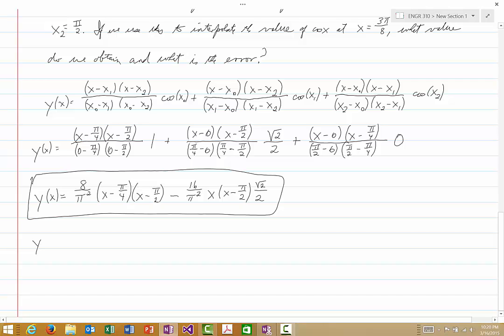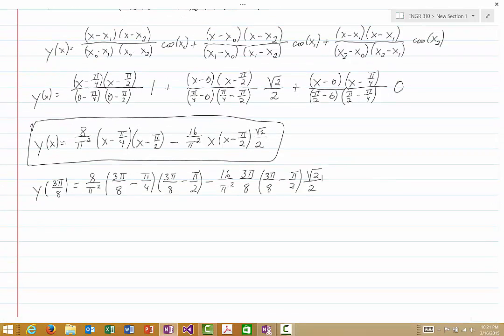And now we will see. So y of 3 pi over 8 will be equal to 8 over pi squared times 3 pi over 8 minus pi over 4 times 3 pi over 8 minus pi over 2, minus 16 over pi squared times 3 pi over 8 times 3 pi over 8 minus pi over 2 times the square root of 2 over 2. And let's see what this will give us.